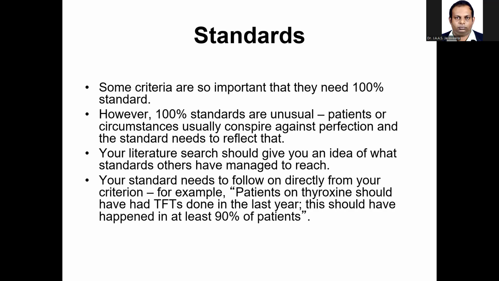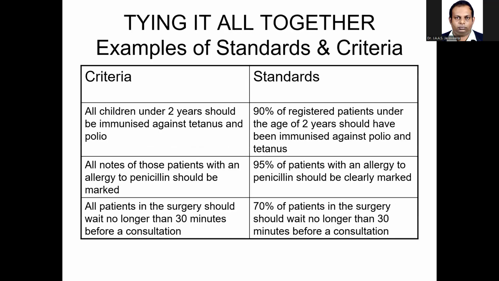Likewise, if you have a key idea up to now, that's enough actually. Why we are doing audit and how we are going to do audit. What is the audit question? What is the benchmark for standards? Likewise. Then based on that, we can go ahead. All children under 2 years should be immunized against tetanus and polio. The standard is 90% of registered patients under the age of 2 should have been immunized against polio and tetanus.